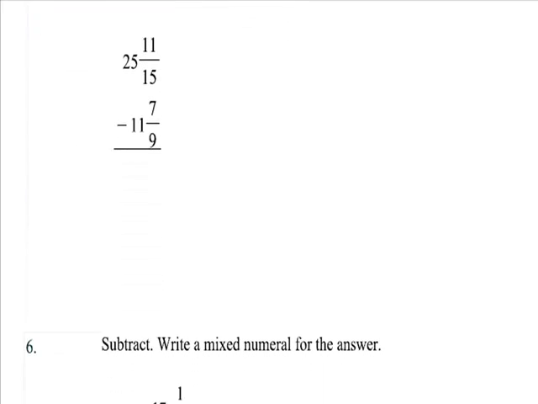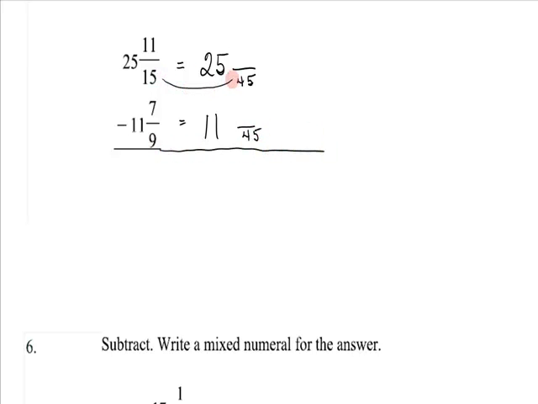All right. When I look at this one, I need a common denominator for 15 and 9. And I believe we did this a little while ago, and the least common denominator was 45. So I'm not going to redo that part. So I have 25 and some 45ths. And I'm subtracting 11 and some 45ths.